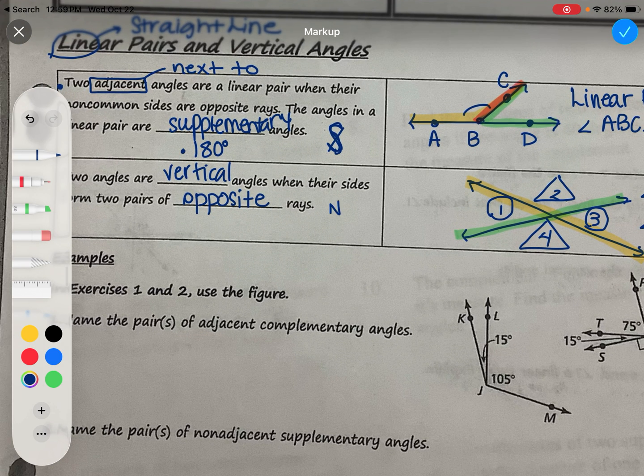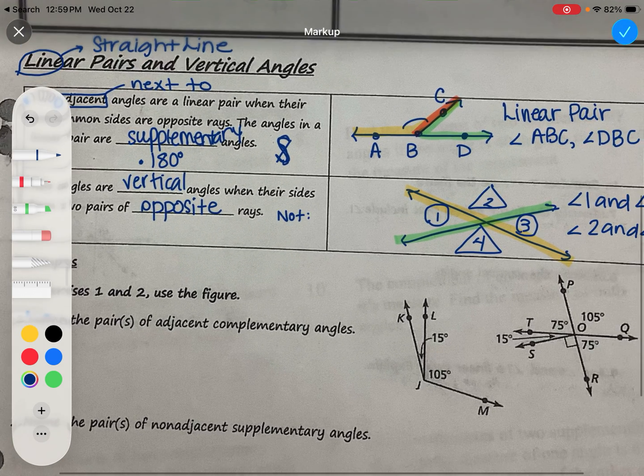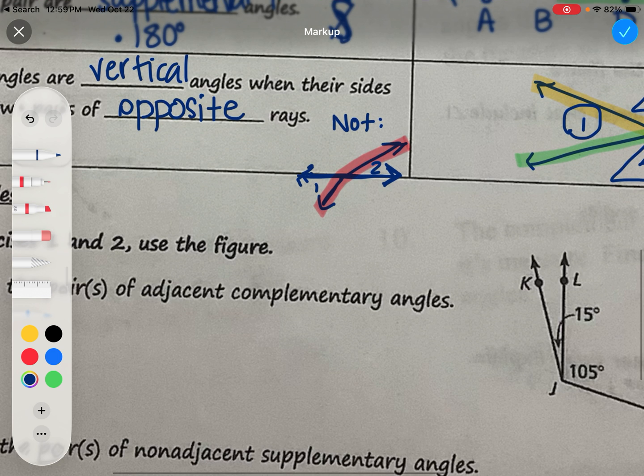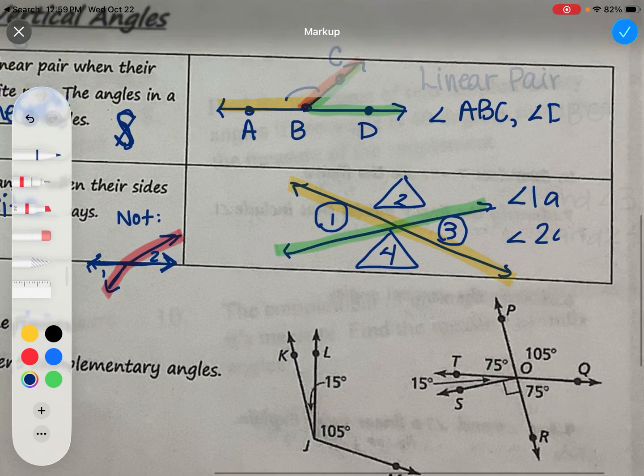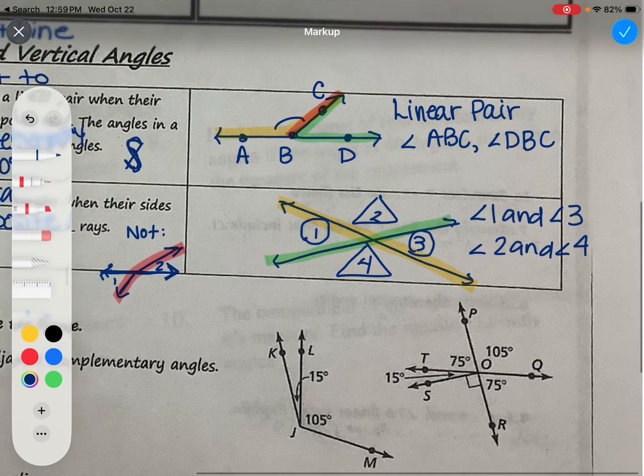What this doesn't look like, and often kids always confuse these, is, let's say you have this straight line here, but then you have this line and it does that. If you look at this line here, this line is not straight. So the angles across from each other are not vertical. 1 and 2, in this case, would not be vertical because that line, that red line that I drew, is not straight. Your lines have to be straight. Then the angles that are across from each other are vertical angles.